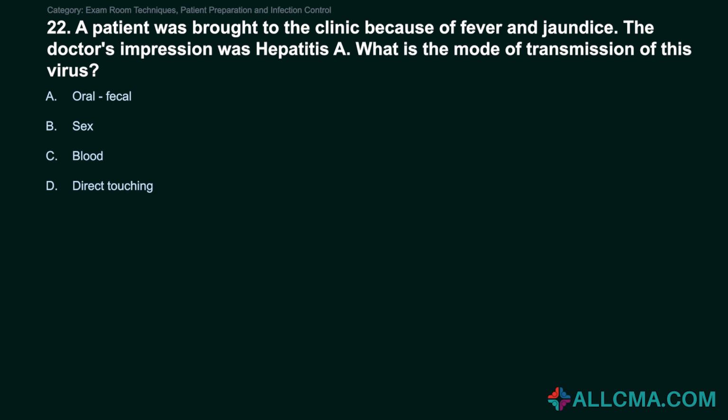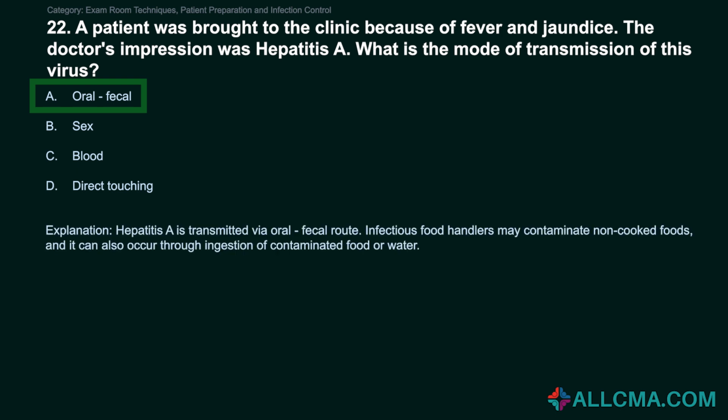22. A patient was brought to the clinic because of fever and jaundice. The doctor's impression was hepatitis A. What is the mode of transmission of this virus? A. Oral, fecal. B. Sex. C. Blood. D. Direct touching. Correct answer: A. Oral, fecal. Hepatitis A is transmitted via oral, fecal route. Infectious food handlers may contaminate non-cooked foods, and it can also occur through ingestion of contaminated food or water.